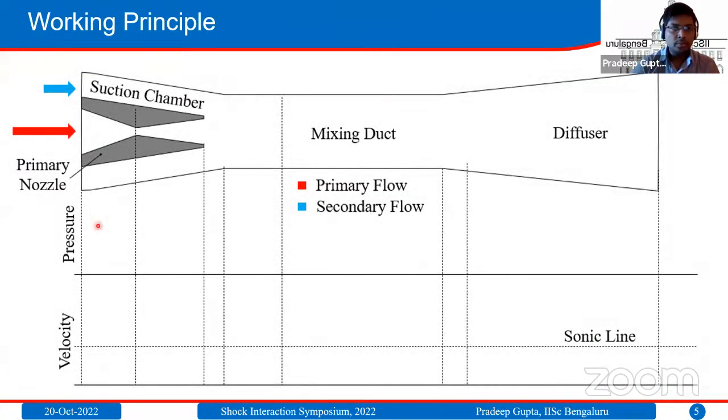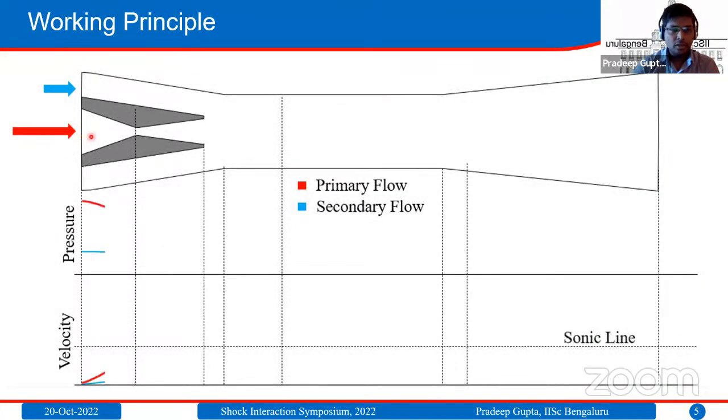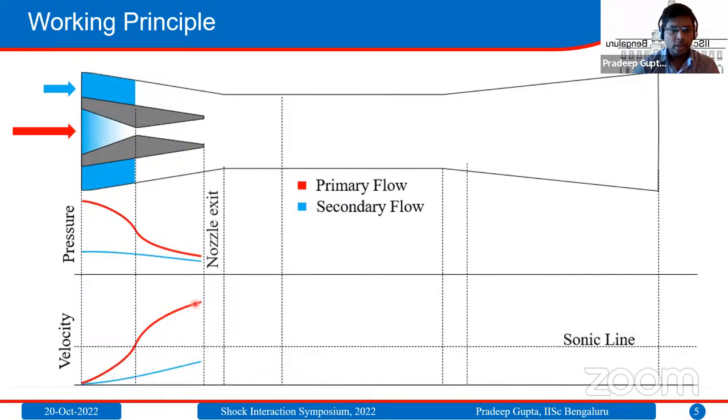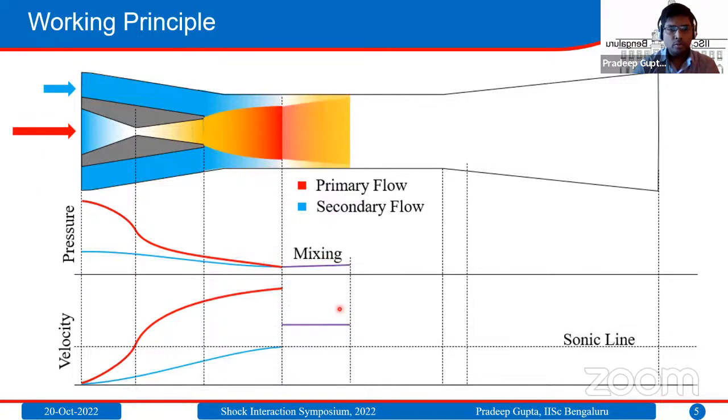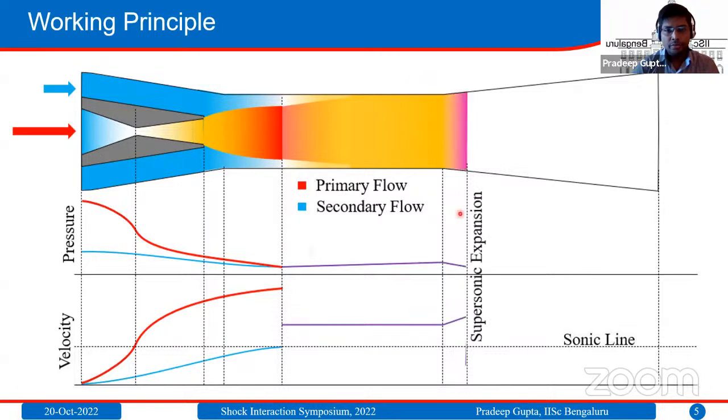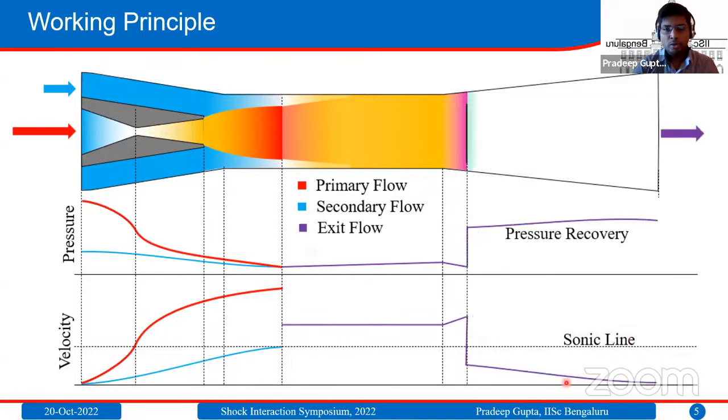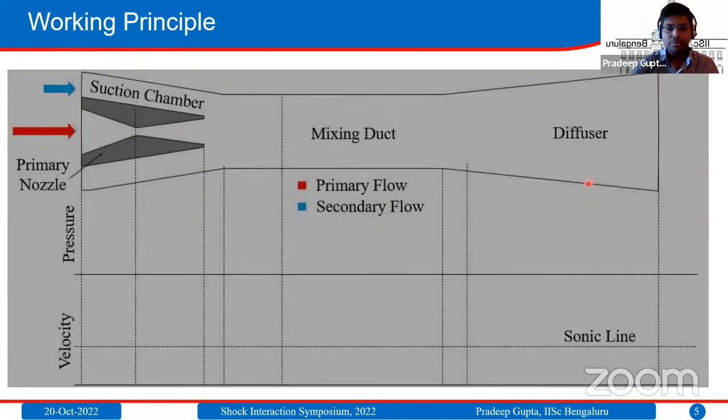So this is the working principle where the primary flow at high pressure enters the ejector at the nozzle throat, then accelerates to supersonic velocity in the diverging section, and the primary flow expands and accelerates the secondary flow to sonic condition at the virtual throat. Then the primary and secondary flows mix in the mixing duct. The supersonic mixed flow expands in the diffuser and velocity increases, and then we have the normal shock which decelerates the flow to subsonic, and the gradual pressure rise or pressure recovery takes place in the diffuser.